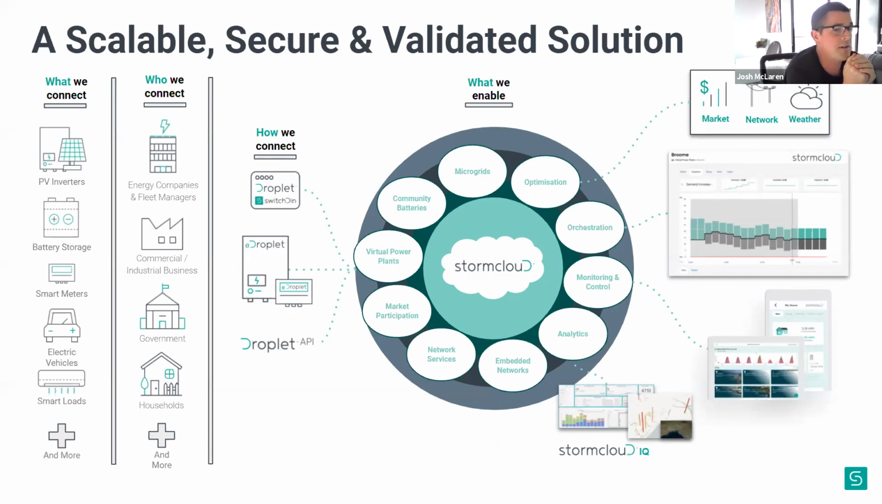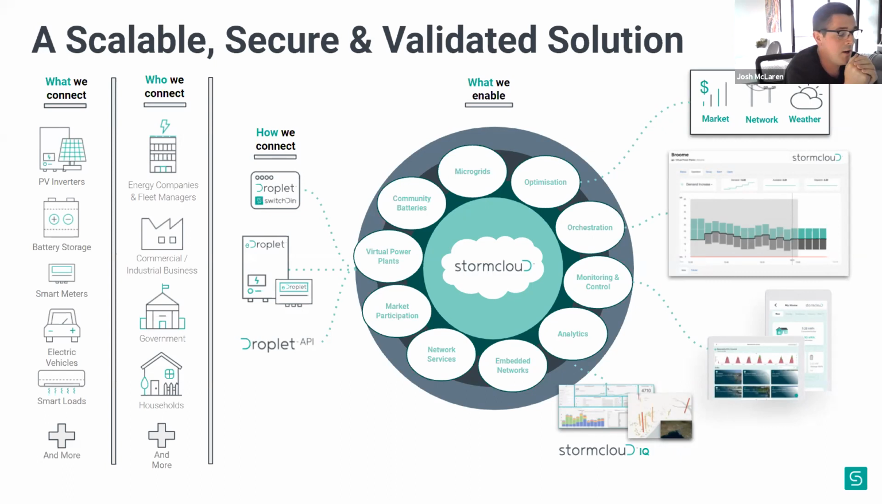There are 3 different ways in which we connect to these assets. We'll be looking at droplets mainly today, but we can also connect to these devices via an e-droplet or an embedded droplet in the actual device itself, and also via cloud API. Once we've got an integration with the device, it's then visible and controllable by our software platform, which is called Storm Cloud. That's really where all the magic happens. We take all these disparate controls and bring them onto the Storm Cloud platform, where they essentially look like uniform assets. And that's where we can do a raft of really great things from this platform.